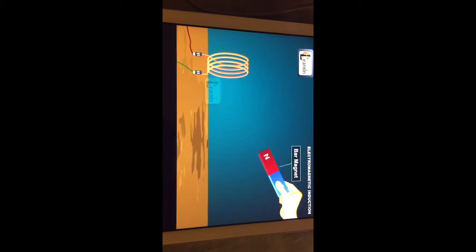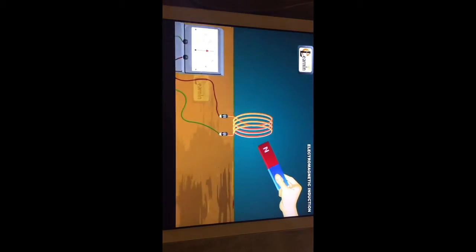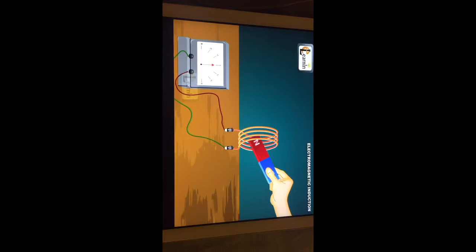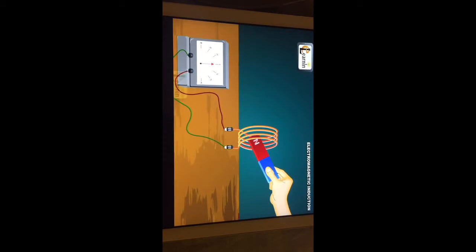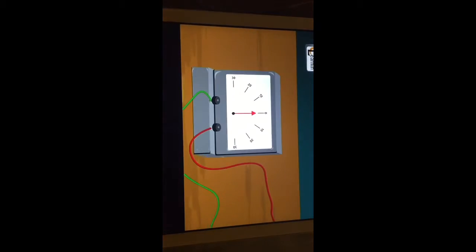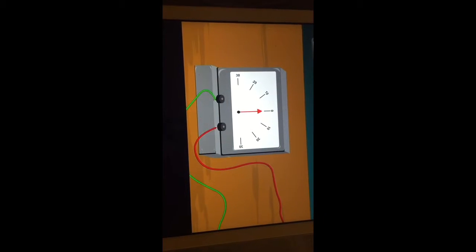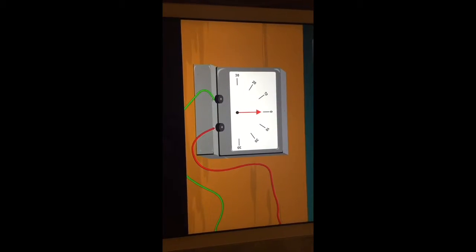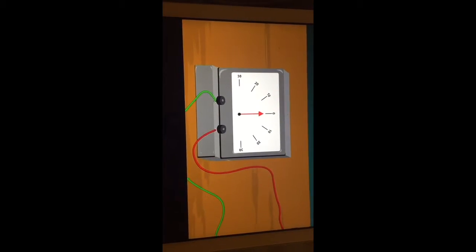Take a bar magnet NS and move it swiftly towards the coil with its north pole facing the coil. You will observe a deflection in the galvanometer when the magnet is moving. The deflection indicates that current is set up in the coil.